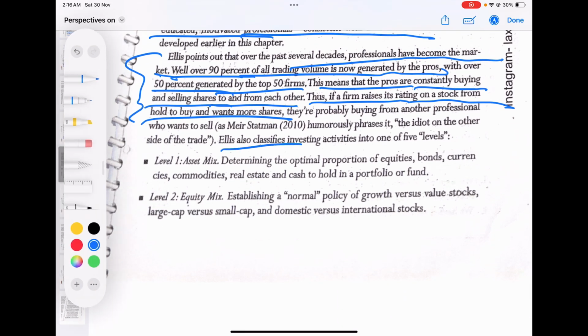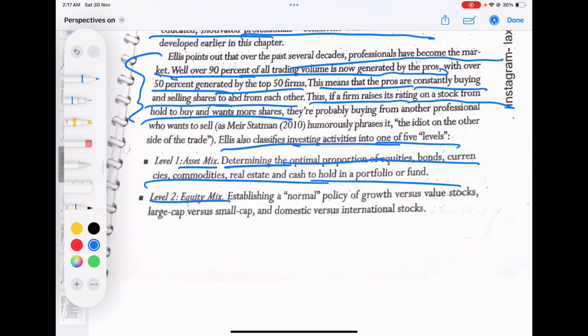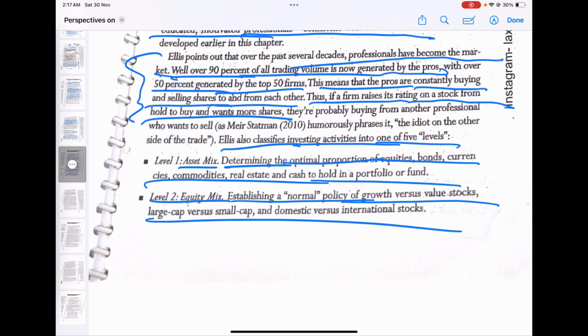Ellis also classifies investing activities into 5 levels. Okay. Level 1, asset mix: determining the optimal proportion of equities, bonds, currencies, commodities, or cash to hold. Level 2, equity mix. So, first thing is asset mix, then we have equity mix: normal policy of growth versus value stocks, large cap versus small cap stocks, and so on.